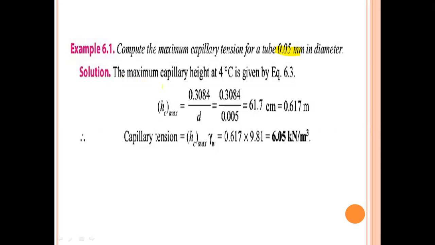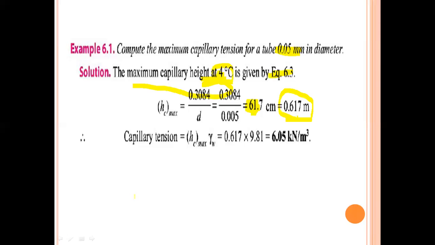The maximum capillary height at 4 centigrade, from equation 6.3 in the previous class, is in centimeters. Then the equation is HC maximum equal to 0.3084 divided by D. Here D is the diameter, 0.005. So 0.3084 divided by 0.005 equals 61.7 centimeters. Converting into meters, 0.617 meters.